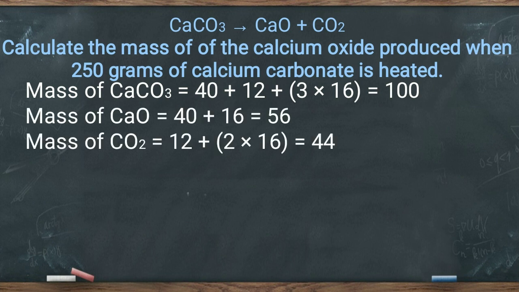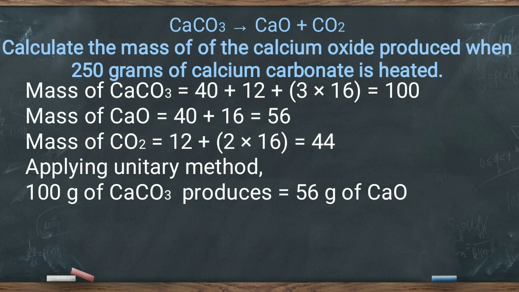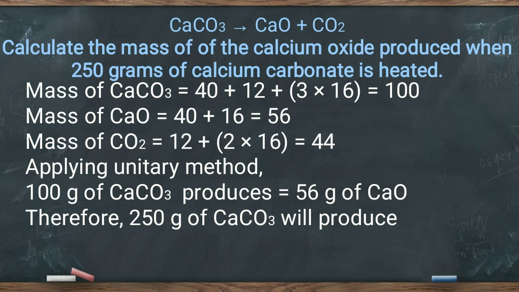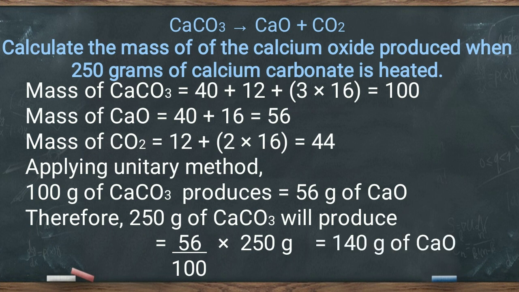It is clear here that 100 grams of calcium carbonate produces 56 grams of calcium oxide. Therefore, 250 grams of calcium carbonate will produce 56 divided by 100 multiplied by 250, that is 140 grams of calcium oxide.